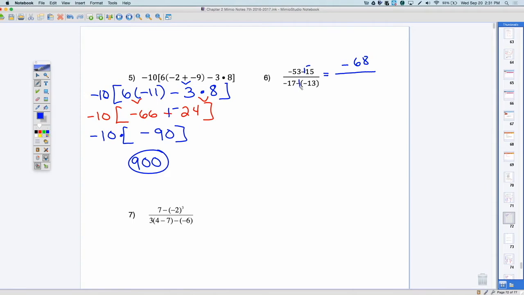I'm going to change it to adding the opposite. I have different signs. I'm going to take the sign of the larger and subtract to give me negative 4. Now we can divide. 2 negatives makes a positive, so it's positive 17.